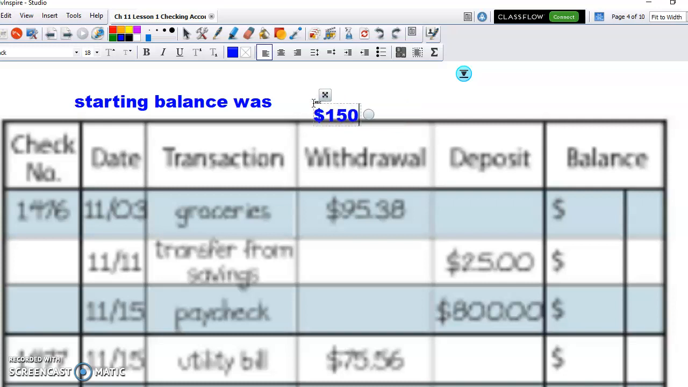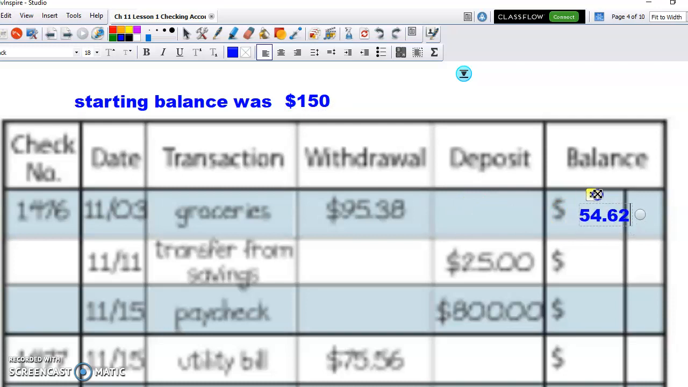$150. So then, when we withdraw $95.35, so 150 minus $95.38, I would have a balance of $54.62.